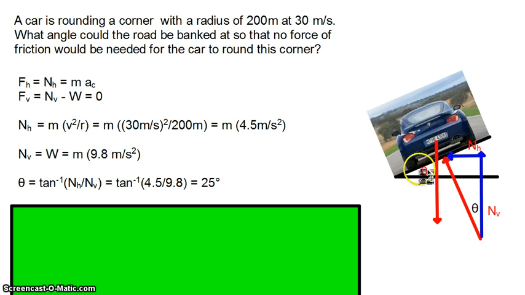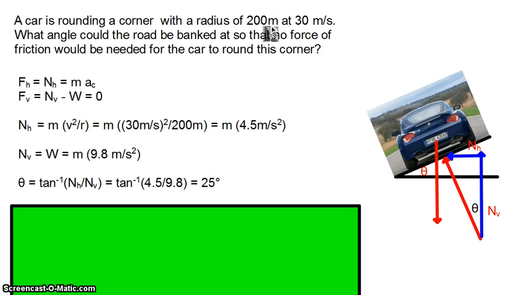So the angle that it has to be banked at is equal to the same angle that we used to break the normal force vector into its component forces. That angle is equal to the inverse tangent of the horizontal component of the normal divided by the vertical component of the normal. If we take a ratio of these two, mass cancels out because it's both on top and the bottom. So I have 4.5 divided by 9.8, and if I solve this, I get 25 degrees. So a 25-degree banking angle will provide for any car, because mass cancels out, the proper amount of force for a car going 30 meters per second if the radius of the turn is 200 meters.